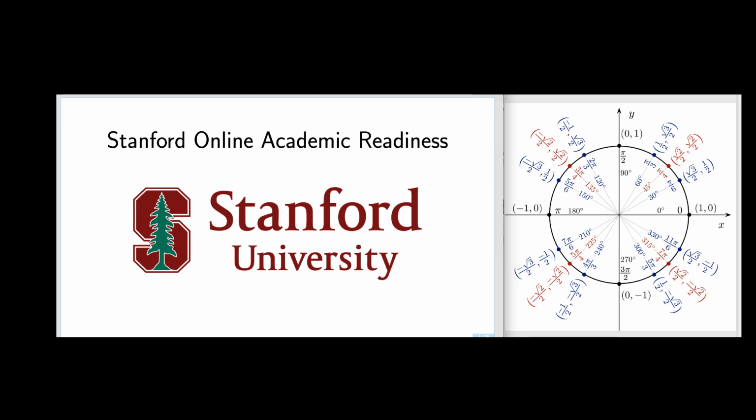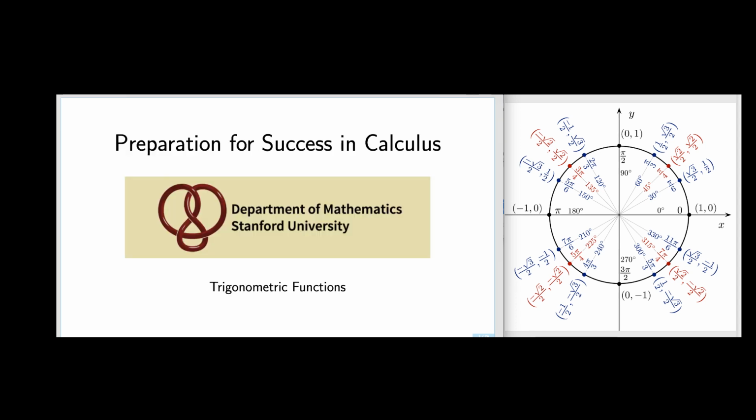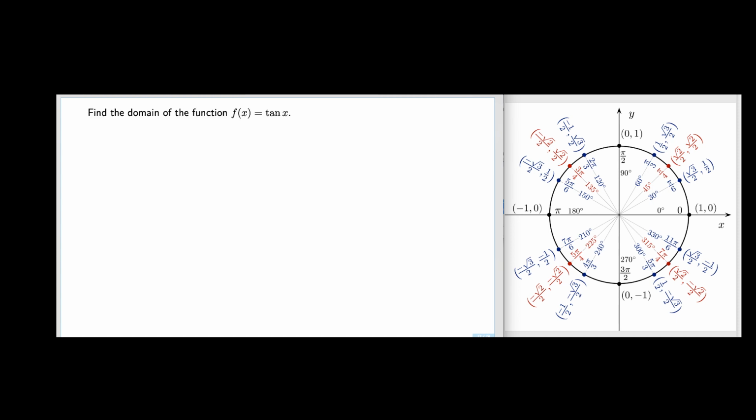In this lesson, we'll continue our review of trigonometric functions. Here, we're asked to find the domain of the function f of x equals tangent of x. So first we'll begin by recalling what tangent of x is. We know that tangent of x is defined to be the sine of x over cosine of x. So then what will our domain be?